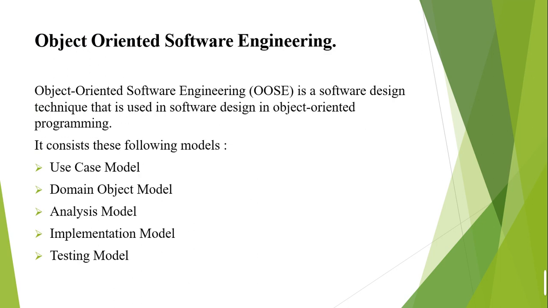So let's start with object-oriented software engineering, which is often called OOSE for short. It is a software design technique used in object-oriented programming. It consists of the following models: use case model, domain object model, analysis model, implementation model, and testing model. Each model has some specific criteria. In the use case model, mainly the actors are identified.